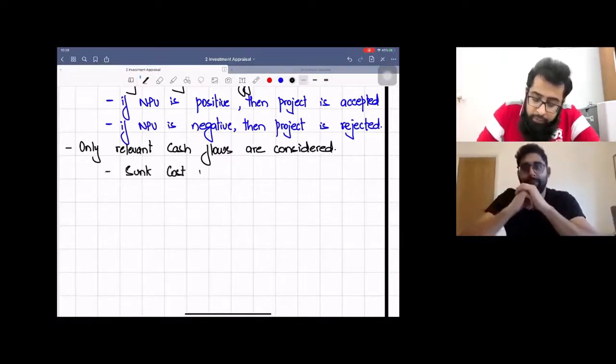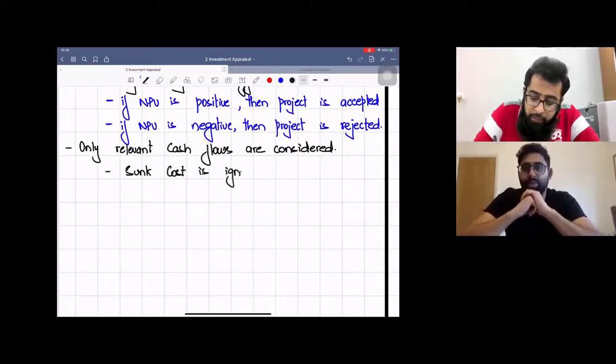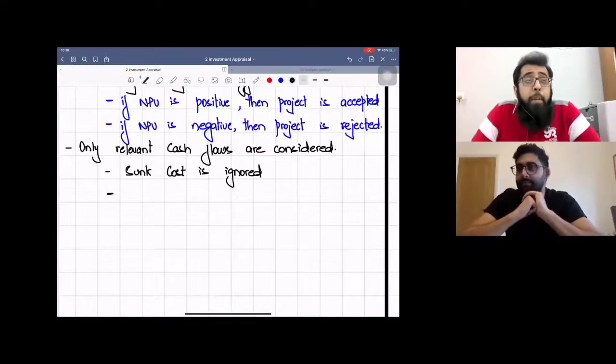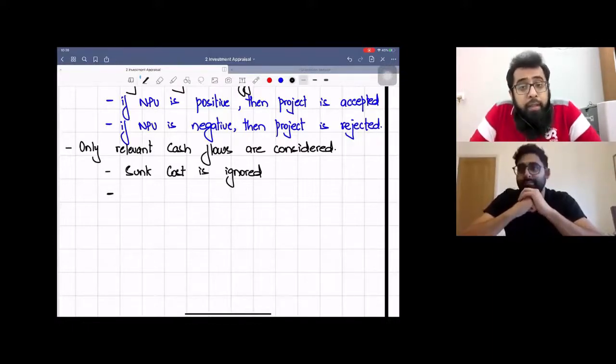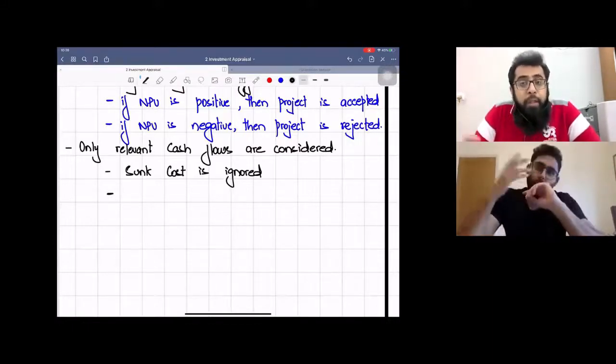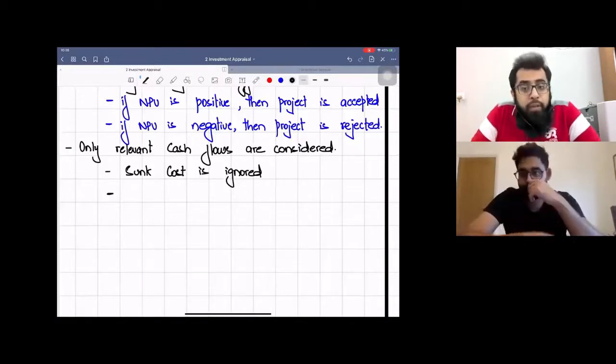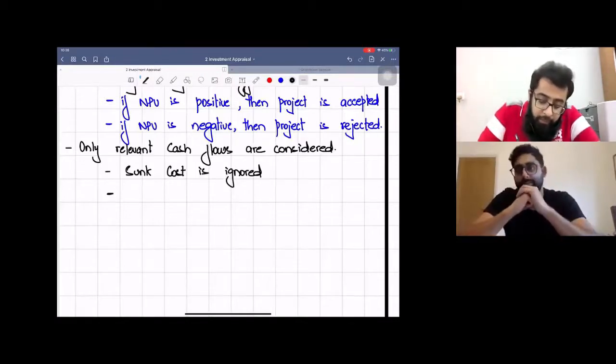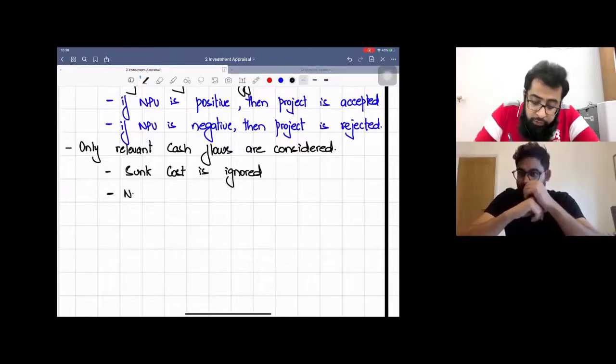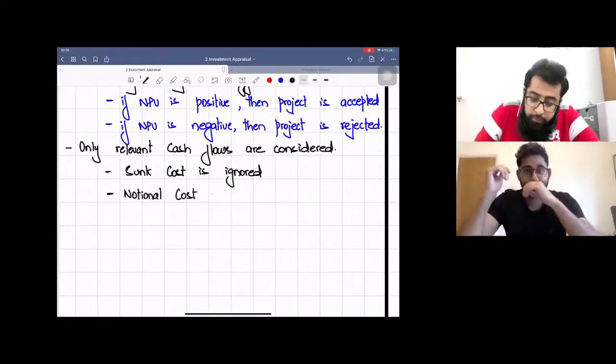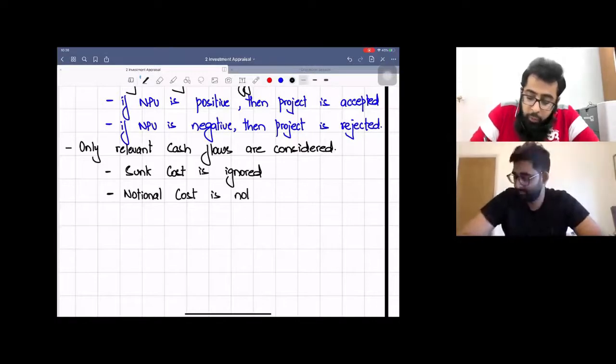Sunk cost is ignored. Sunk costs are costs which have already been incurred. For example, the project research cost is a sunk cost because it will never be recovered, even if you start the project or you don't start it. Similarly, notional cost is not considered. Like depreciation is a notional cost. We don't consider notional cost.